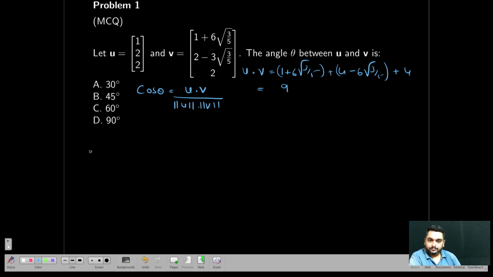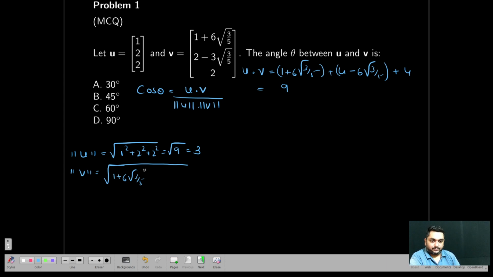Next, you find out the length of u. Length of u is equal to square root of 1 square plus 2 square plus 2 square, that is square root of 9, which is equal to 3. Now length of v is equal to square root of (1 plus 6 root 3 by 5) whole square plus (2 minus 3 root 3 by 5) whole square plus 2 square.